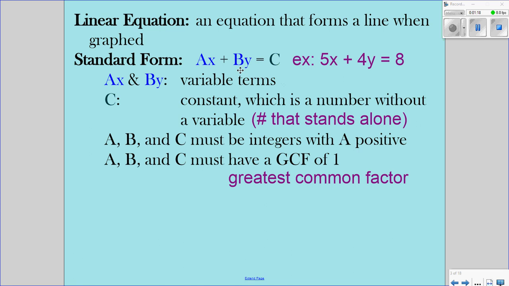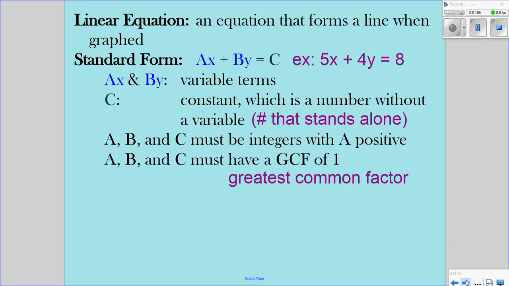So these are terms and they have variables in them. The c is the constant, which is the number without a variable, as you can see, 8. So it's a number that stands alone. a, b, and c must be integers with a positive. So this will have to be positive. It doesn't matter if b is negative or c is negative, but as long as a is positive, that's the format for it to be standard. And a, b, and c must have a GCF of 1. GCF is greatest common factor. So that means you can't have any other number going into all of them when you break it down.